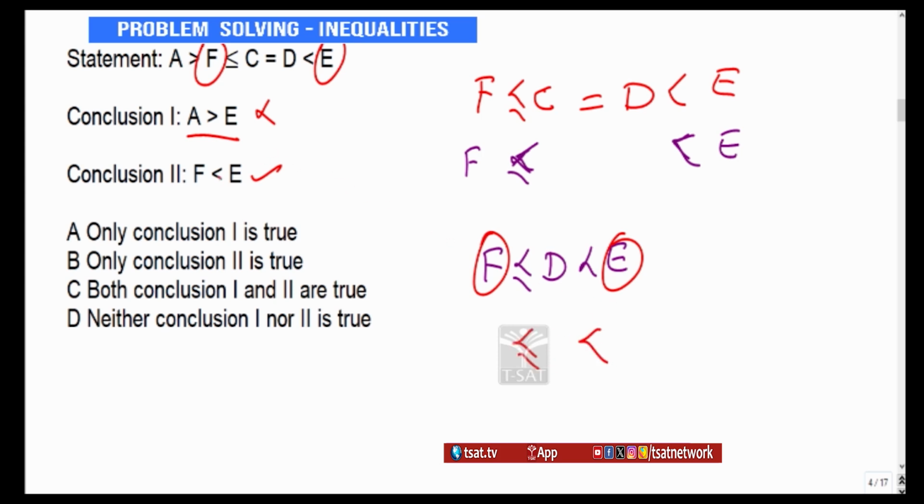But what is he asking? Only greater symbol. So greater symbol is there in both the cases. Here also greater symbol is there, here also greater symbol is there. So here E and F. That is the reason conclusion 2 follows. So your answer is only conclusion 2.